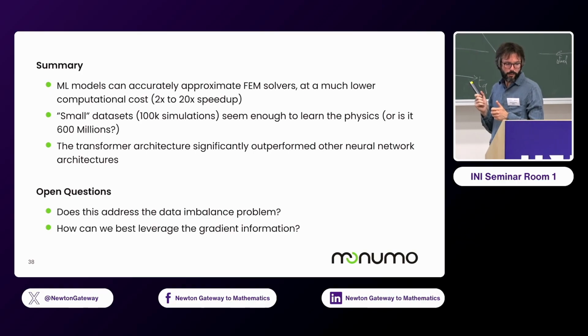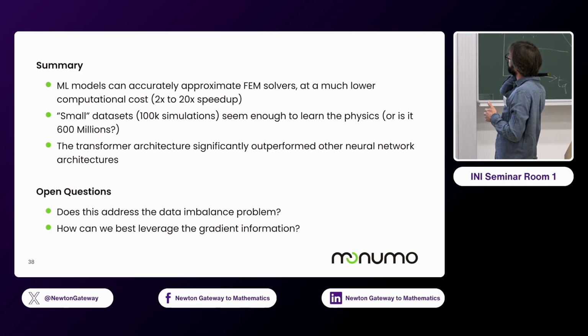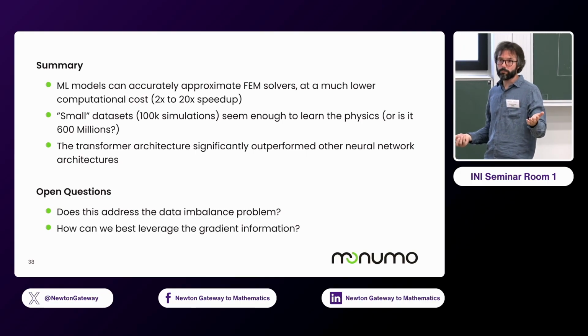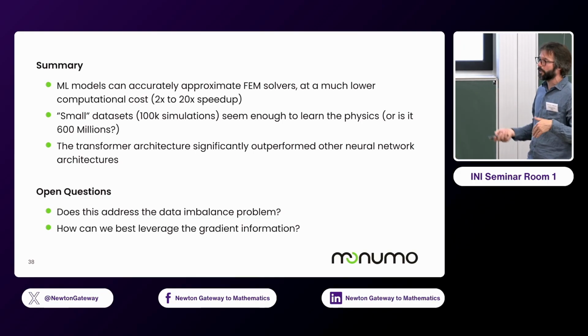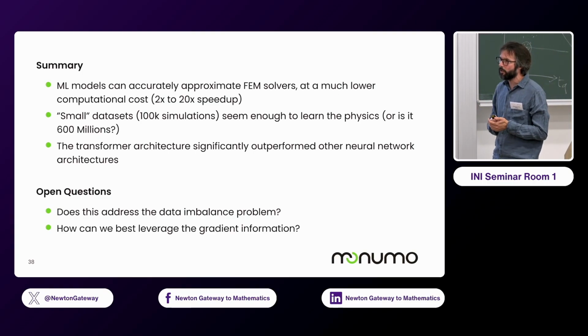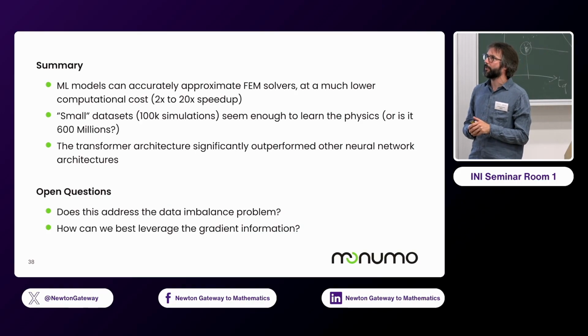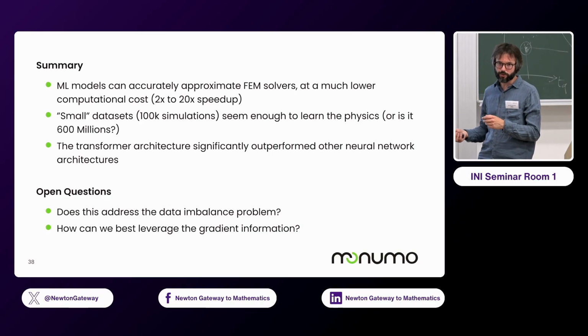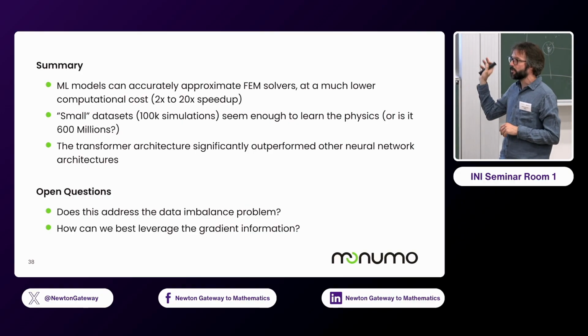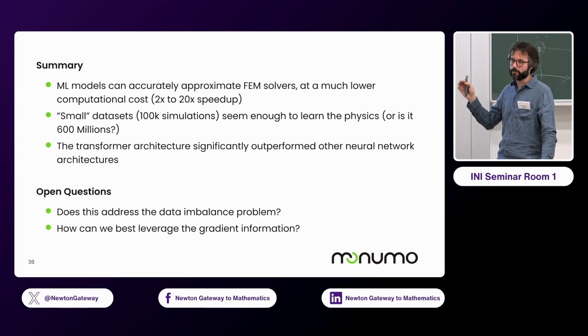So the ML models can accurately approximate the FEM solvers, at a lower cost. We measured a 2x to 20x speed up. It's basically 20x when you make the ML models run on GPU, and 2x if you make the ML models run on CPU. I'm not sure, maybe the 2x comparison is more fair because the solver we're comparing to runs on CPU, and GPUs are more expensive. But we didn't try at all at this point to make the models faster by quantization or reducing the number of layers or whatever. It's just, can we get accurate models? And the answer is yes.